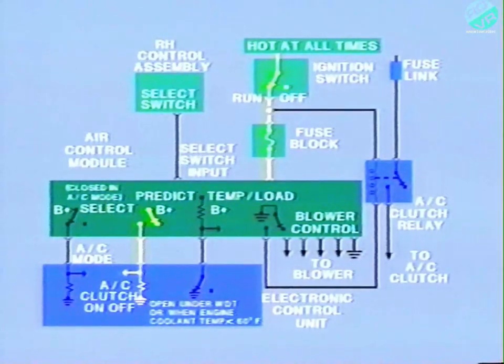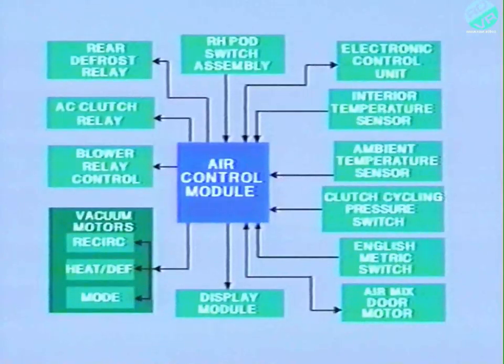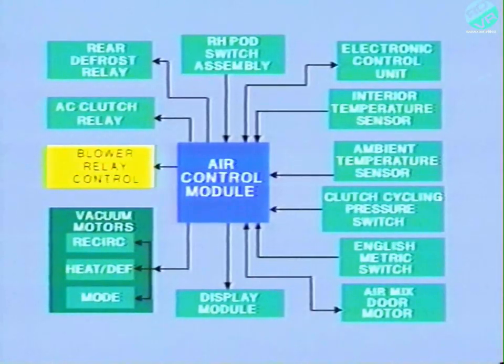Here's how it works. The ACM sends a battery voltage signal to the ECU 1/2 second before compressor operation begins. The ECU then adjusts engine idle RPM up. 1/2 second before compressor operation stops, the ACM opens the circuit. The ECU senses the change and reduces idle speed. In addition to its other outputs, the ACM also controls blower operation.